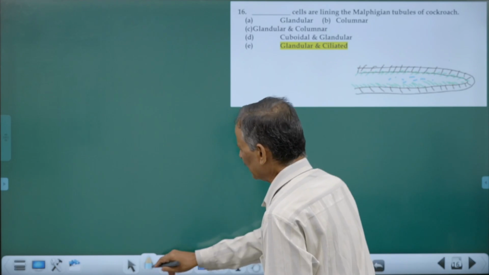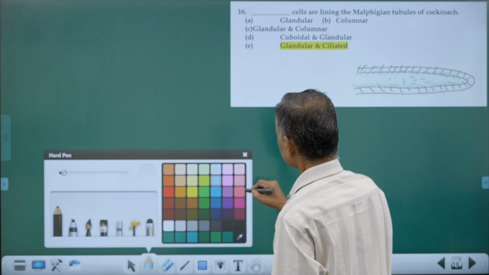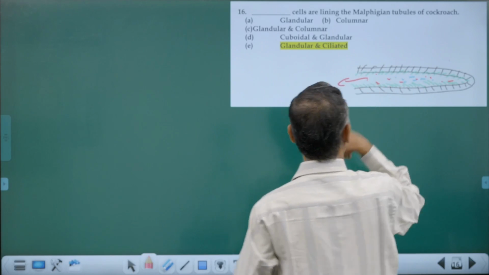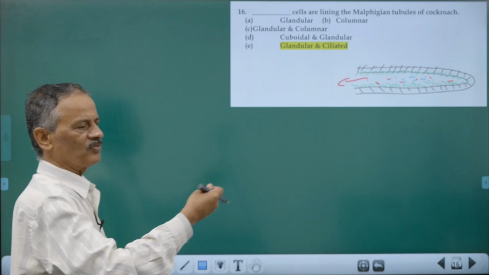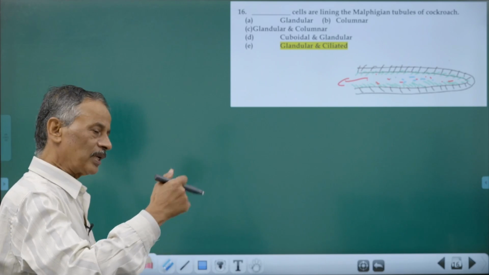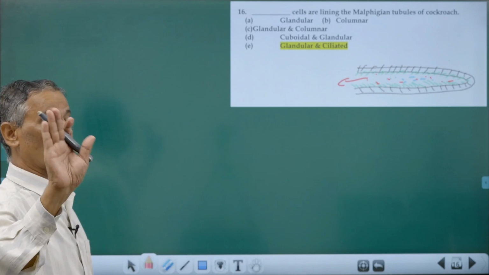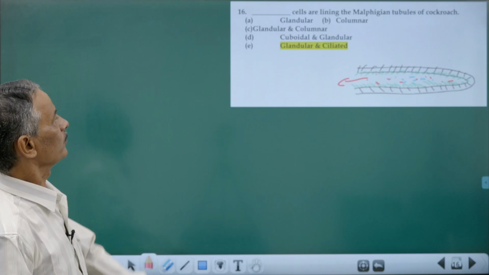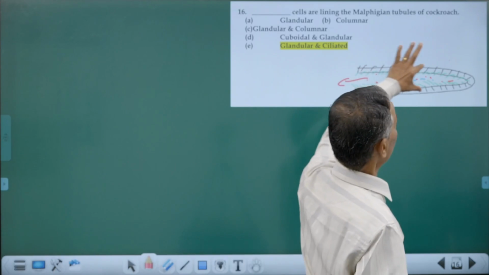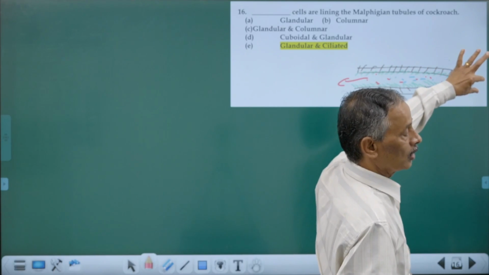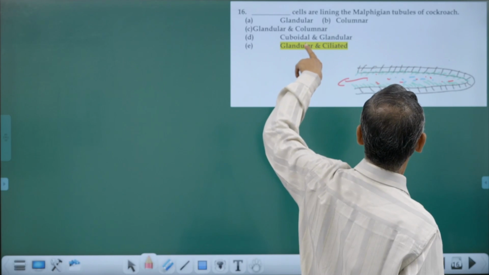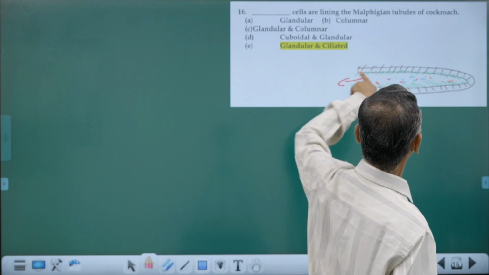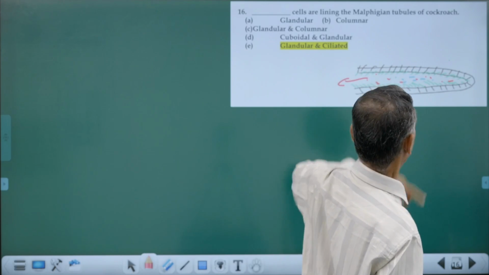And by the ciliary action, they are all carried to the ileum and then passing through the colon. As the waste material is passing through the colon, water from it is completely absorbed so that it becomes dry pellets. So this is the single Malpighian tubule, which is the excretory structure, which is made up of glandular and ciliated cells.